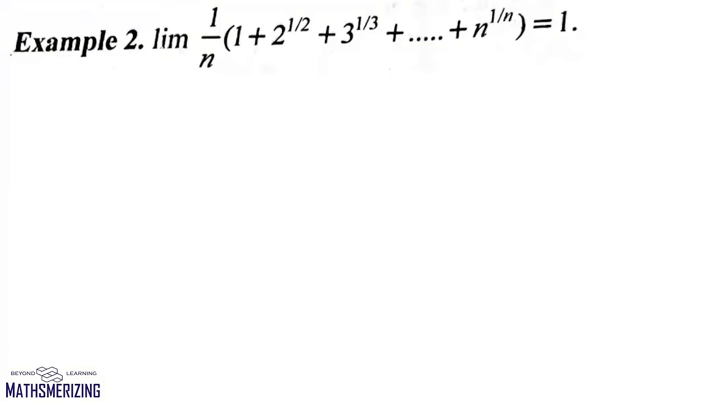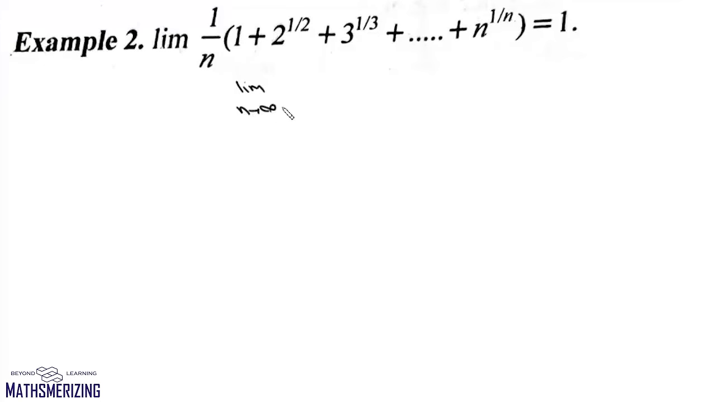Now here the question is, we need to show that the limit of 1/n (1 + 2^(1/2) + 3^(1/3) + ... + n^(1/n)) is equal to 1. Now using Cauchy's theorem, we can say that this limit, which is 1/n (a1 + a2 + a3 + ... + an), is equal to the limit as n tends to infinity of a_n, and a_n in this case is n to the power 1/n.